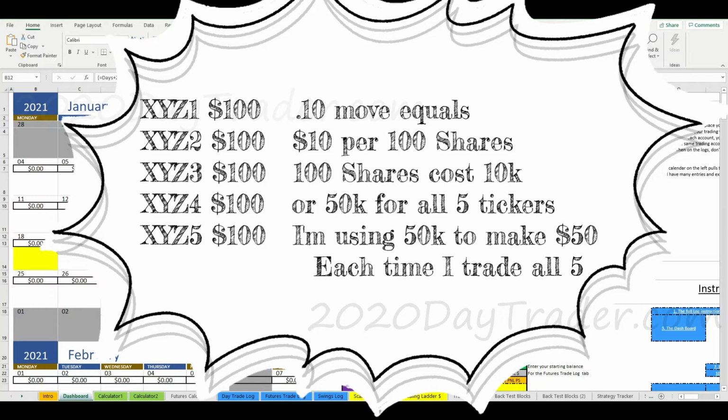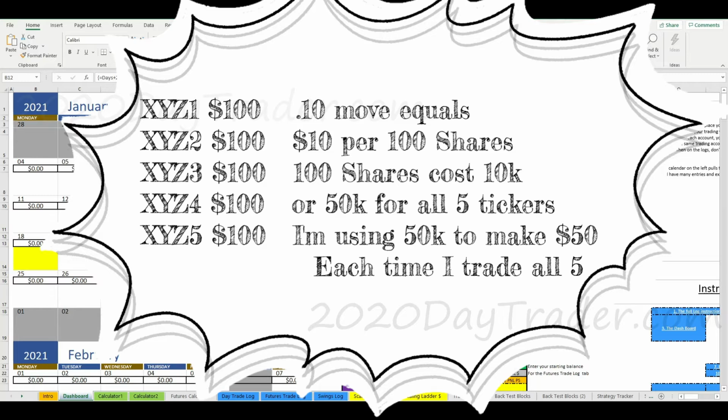That's all they're going to move. Well, if all of them are going to move 10 cents and they're $100 stocks, how many shares of those stocks do I need to buy to make it worth it for me to trade them? And then that is going to determine how much money I need to have in my account, because I want to be able to buy all 5 of them at the same time.